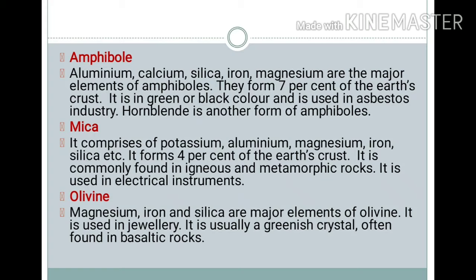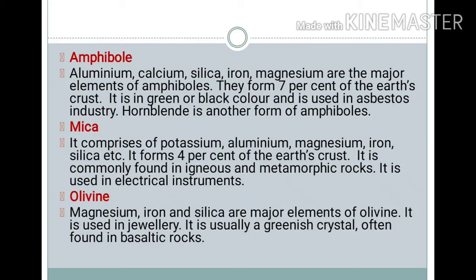Now the fifth one is mica. Mica comprises potassium, aluminium, magnesium, iron, silica, etc. Mica constitutes about 4% of the earth crust. It is commonly found in igneous and metamorphic rocks. Mica is used in electrical instruments. The boards that we have in our houses consist of mica.